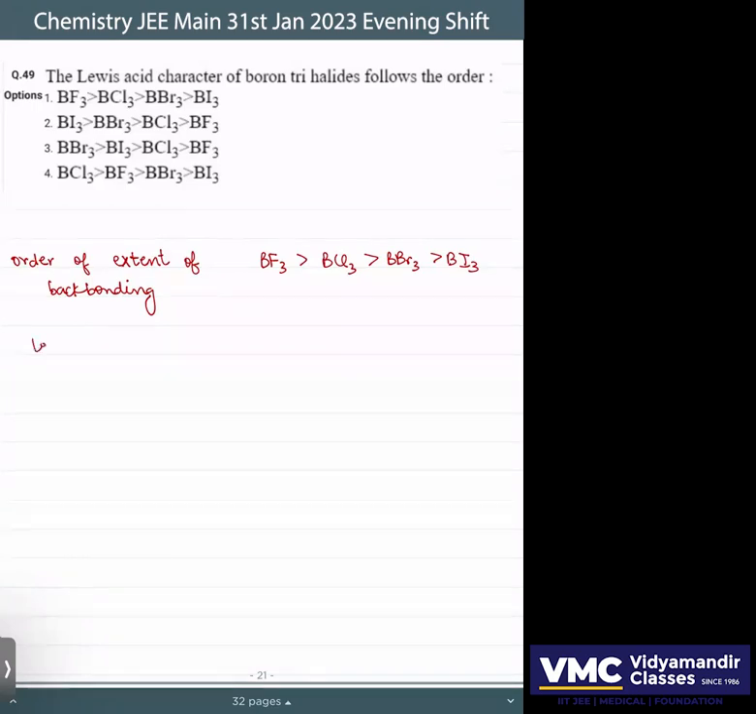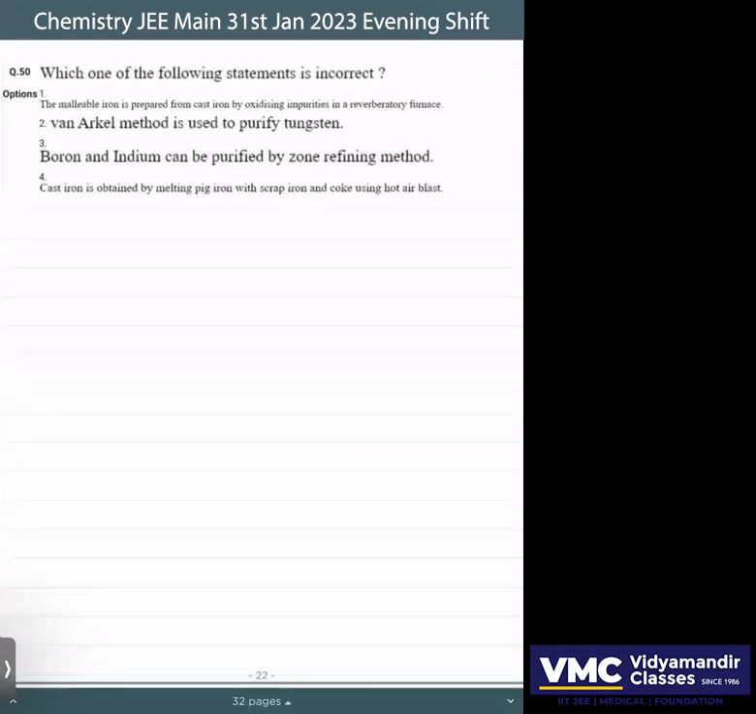So the Lewis acidic character order will be reversed. BF3 will have the least Lewis acid character, then BCl3, then BBr3, and then BI3. So answer will be option second, where BI3 is maximum, then BBr3, then BCl3, and then BF3. Correct?